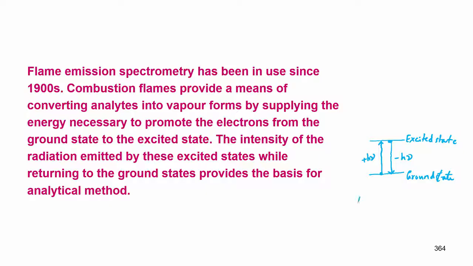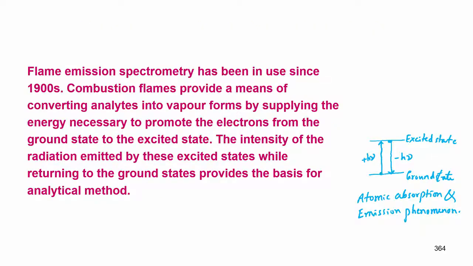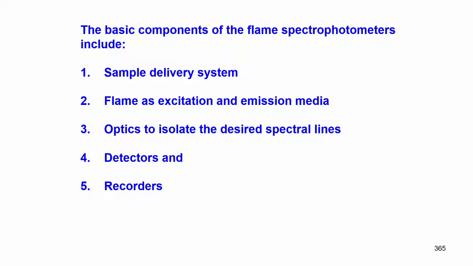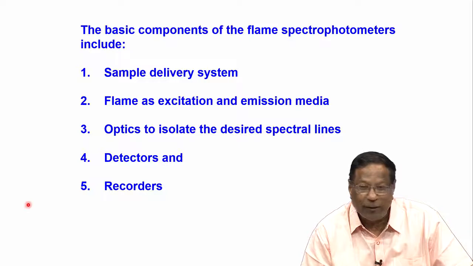Okay. So, this is atomic absorption and emission phenomena. So, this is the basis for atomic absorption and emission. Now, since we say that the technology is already there since 1900, what we want to tell you is the basic components. We will define the basic components of the system and what they contain.